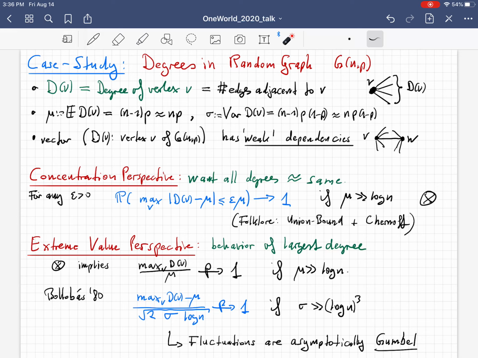And I should say that here and elsewhere in the talk, I'm ignoring the case when the probability is very, very close to 1. This is a degenerate case, which I do not want to discuss here. Okay, so that's the concentration perspective: all degrees are roughly the same. And the extreme value perspective now asks, what about the largest degree? Note that the concentration perspective already gives you some information about this, because the concentration result basically tells you that if you look at the maximum degree over all vertices and renormalize by the expected value, this converges in probability to 1 if the expectation is much bigger than log n.